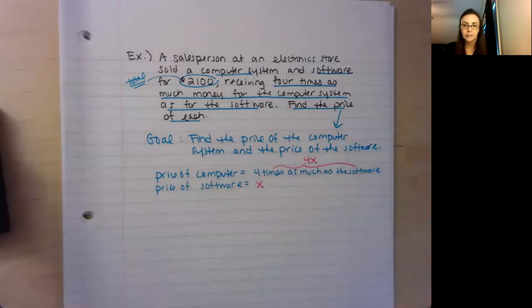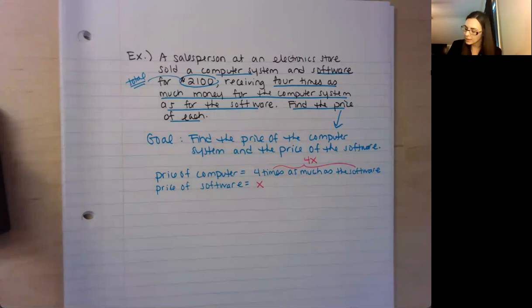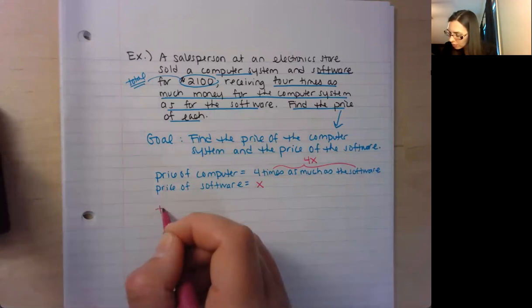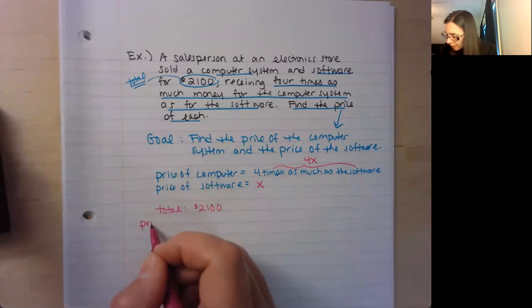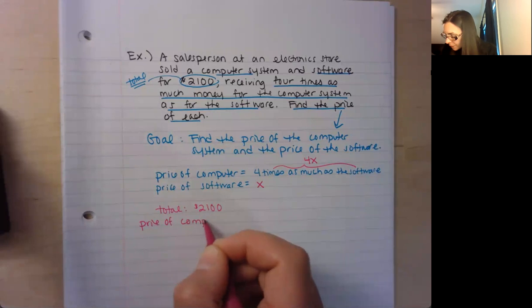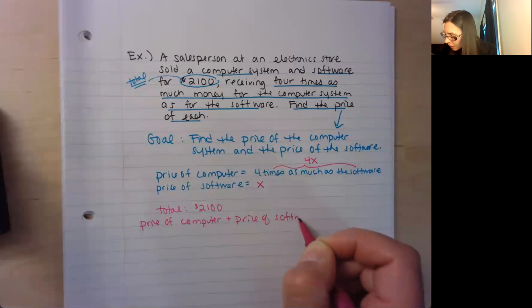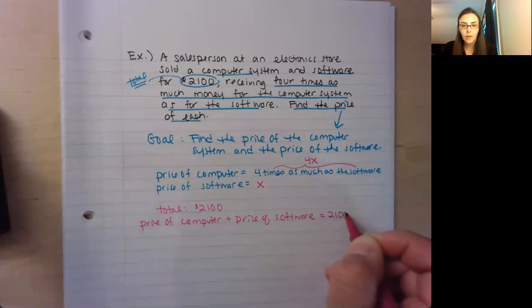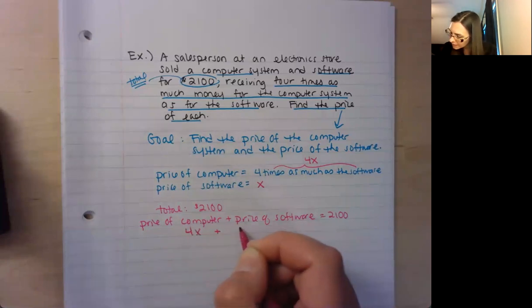So 4X. If you have two unknowns, there should be something in the wording that helps you set the other one up. That gives you a key piece of information here. Now, the other thing I know is that my total was 2,100. So the price of the computer plus the price of the software equals 2,100. Well, the price of the computer we said was 4X. The price of the software is just X.